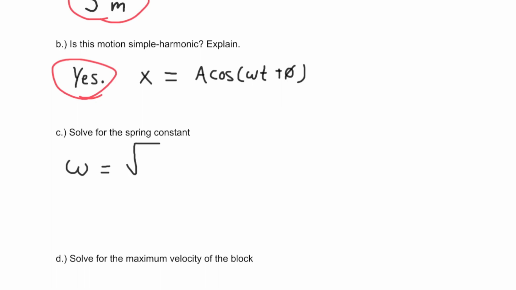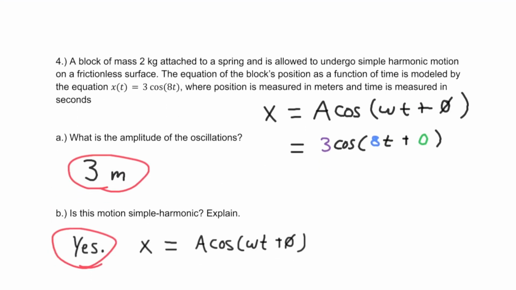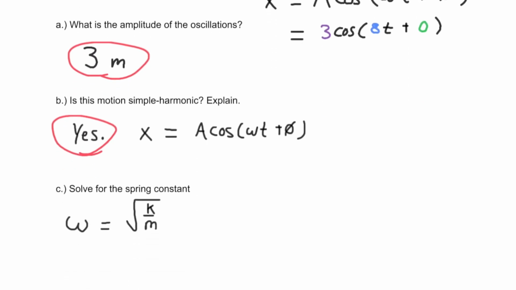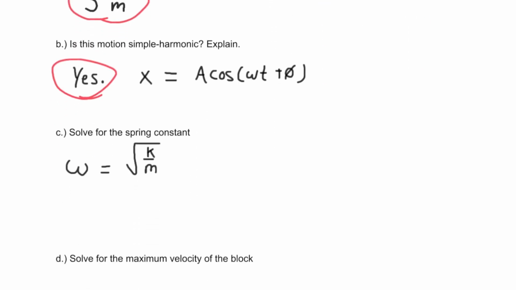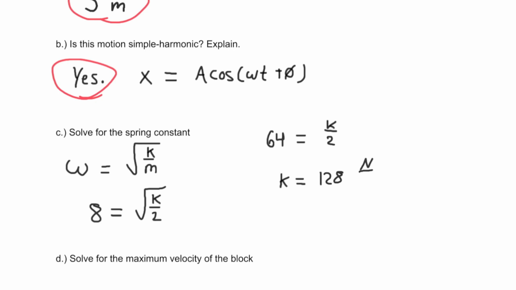And the only formula we've had so far with a spring constant in it is the frequency or period equation. So omega is defined as the square root of k over m for the mass spring oscillator. And we were given both omega and m. The block has mass 2 kilograms, and the angular frequency is the number inside the cosine, which is 8. So we're just solving 8 equals the square root of k divided by 2. Squaring both sides, we get 64 is equal to k divided by 2. So k is equal to 128 newtons per meter.